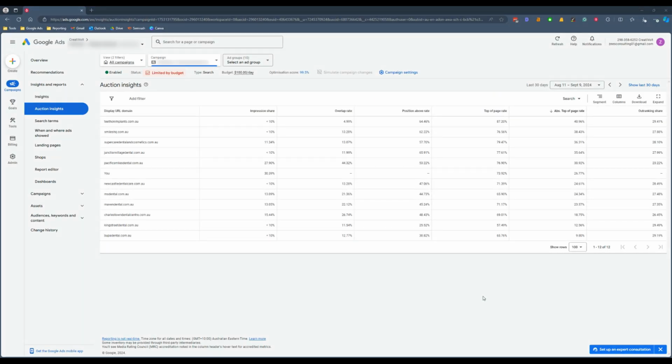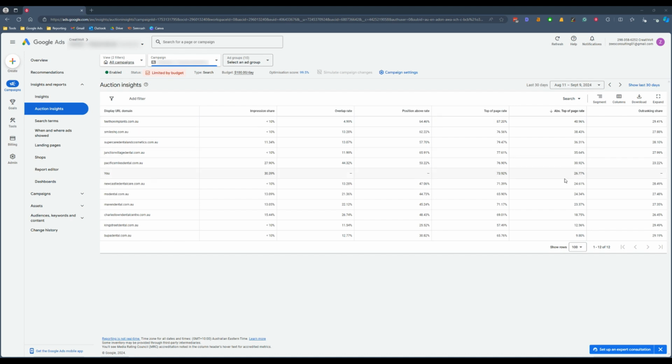The next column we're going to talk about is the absolute top of page rate. And similar to the top of page rate, the only difference is that we're talking about the absolute top, which is the first position that appears in the search results page. So for example, we can see that our ads appear in the first position 26% of the time, and the top competitor appears in the very top 40% of the time.